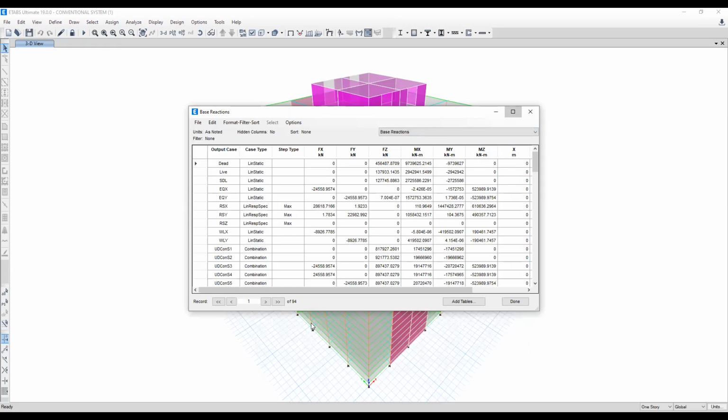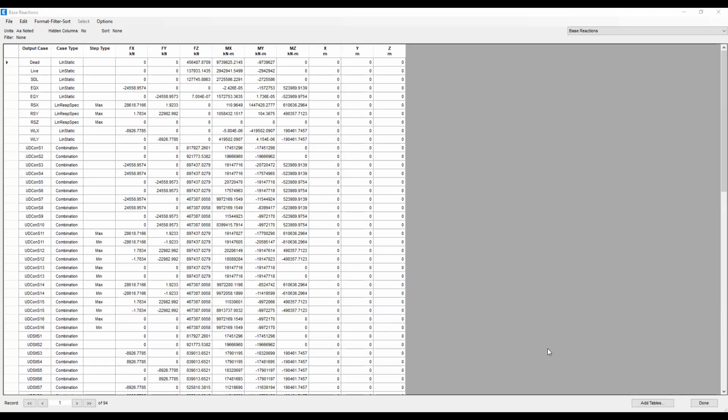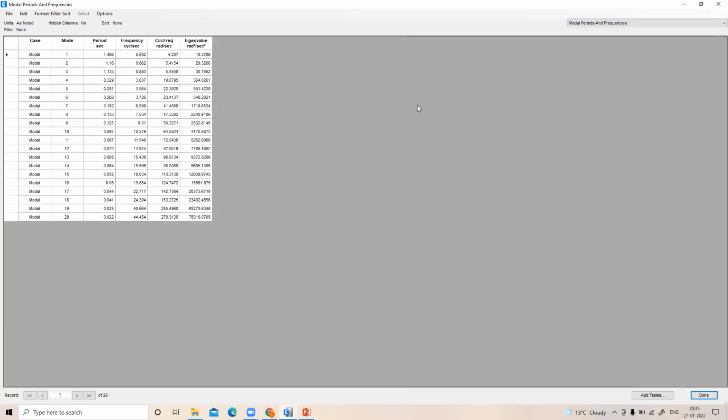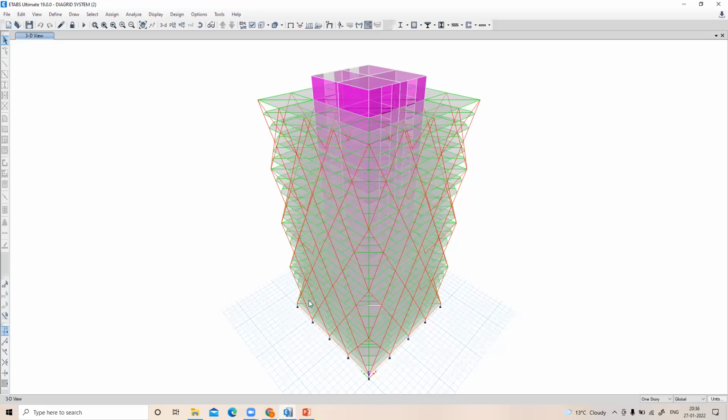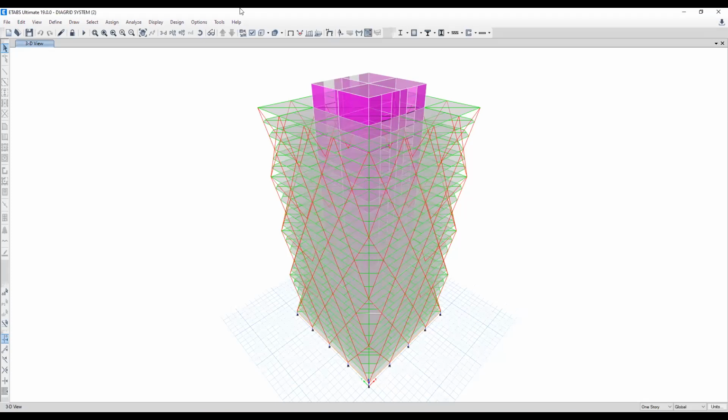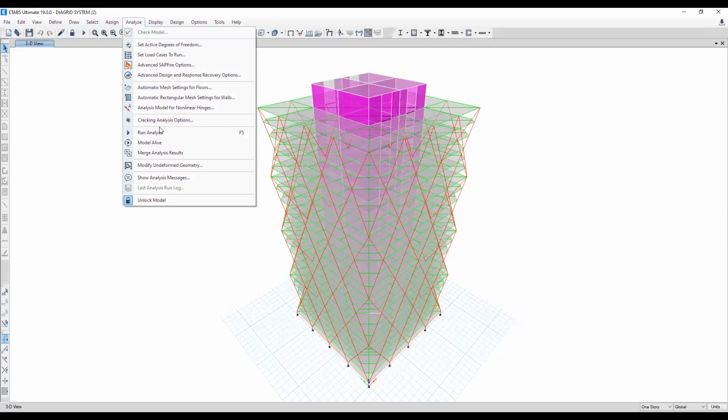Both of you are seeing this table? Yes. And here you can see this time period and frequency. So why are we comparing this? Now you can check what the benefit is of using this Diagrid type of structure. The same procedure we will follow in this one. Here we have the analyze option.